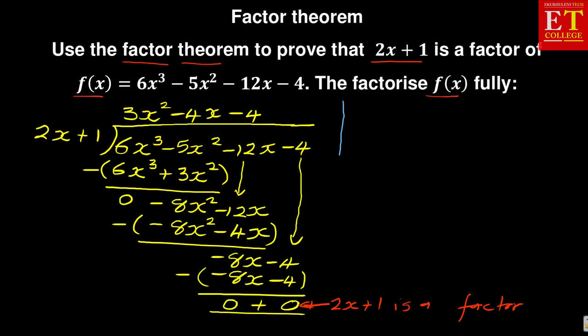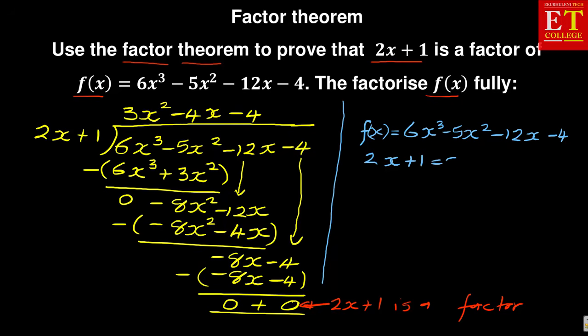What you simply need to do is take your f of x that is given, in which case our f of x was 6x cubed minus 5x squared minus 12x minus 4, and they're saying it's divided by 2x plus 1. So you take this 2x plus 1, you equate it to 0, and then you solve for x. 2x is equal to minus 1. You divide by 2 on both sides. So what is x? x is equal to negative half.